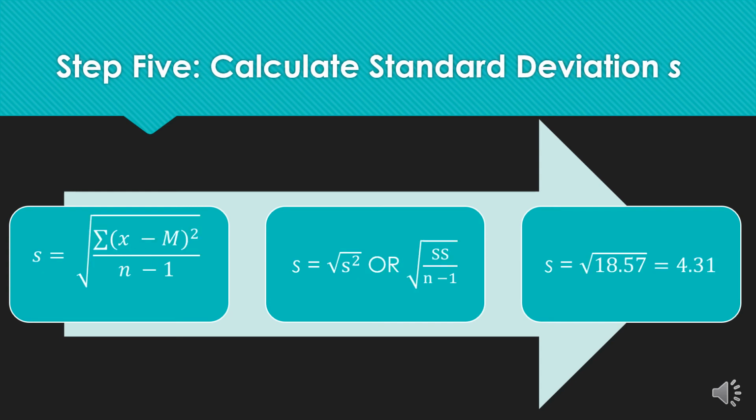Going back to our original formula for standard deviation, we can see that we have already used all the parts of the equation except for the square root sign. Another way of writing the standard deviation formula is the standard deviation equals the square root of the variance. Since we already have the variance, we can simply take the square root to calculate our standard deviation. The square root of 18.57 is 4.31.